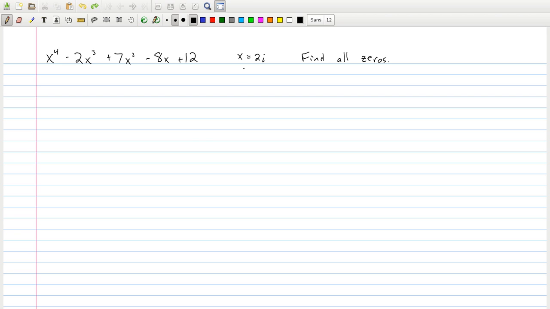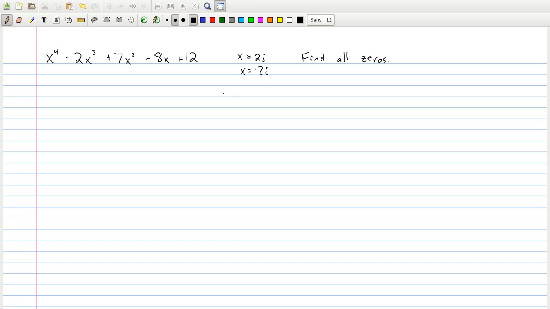Show that x equals 2i is a zero of this polynomial, and use that result to find all zeros of the polynomial. First, note that all the coefficients on this polynomial are real. So if x equals 2i is a zero, then its conjugate, x equals negative 2i, is also a zero.